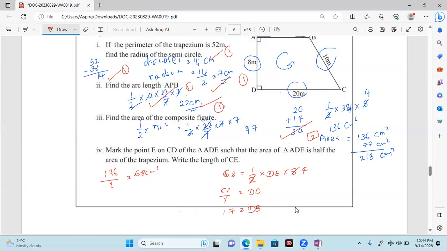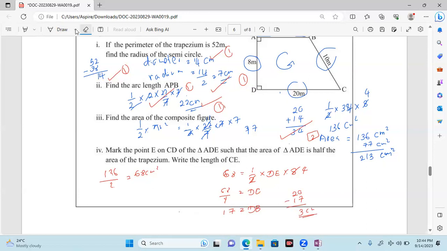Then what you have to do? You have to subtract 17 from 20. Then CE is equal to 3 centimeters. Teacher, when it's subtracted by 7, it should be 3, not 13. Okay, 3.